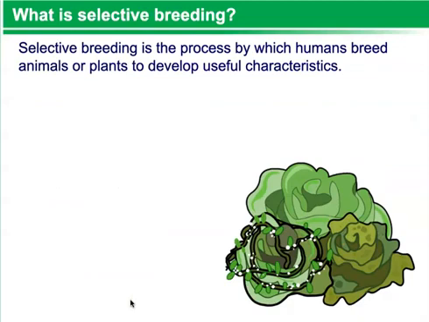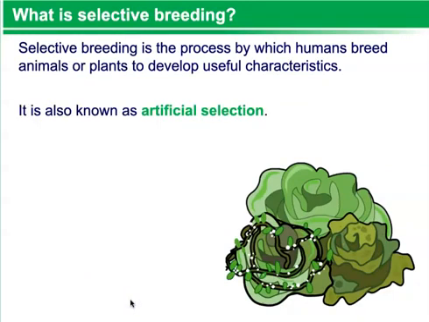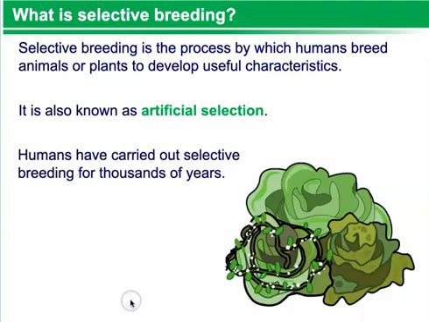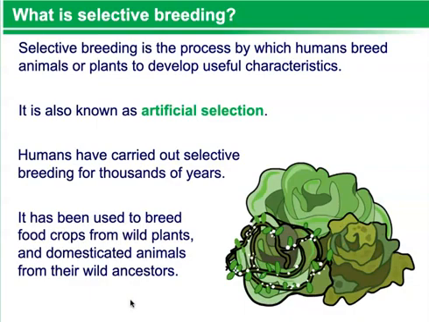So what is selective breeding? Selective breeding is the process by which humans breed animals or plants to develop useful characteristics. It is also known as artificial selection. Humans have carried out selective breeding for thousands of years. It has been used to breed food crops from wild plants and domesticated animals from their wild ancestors.